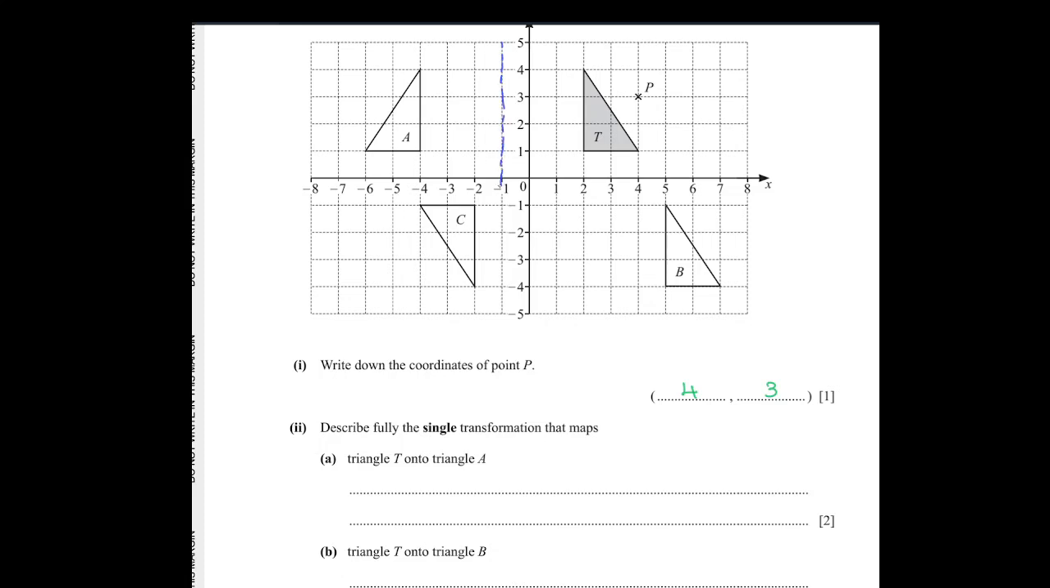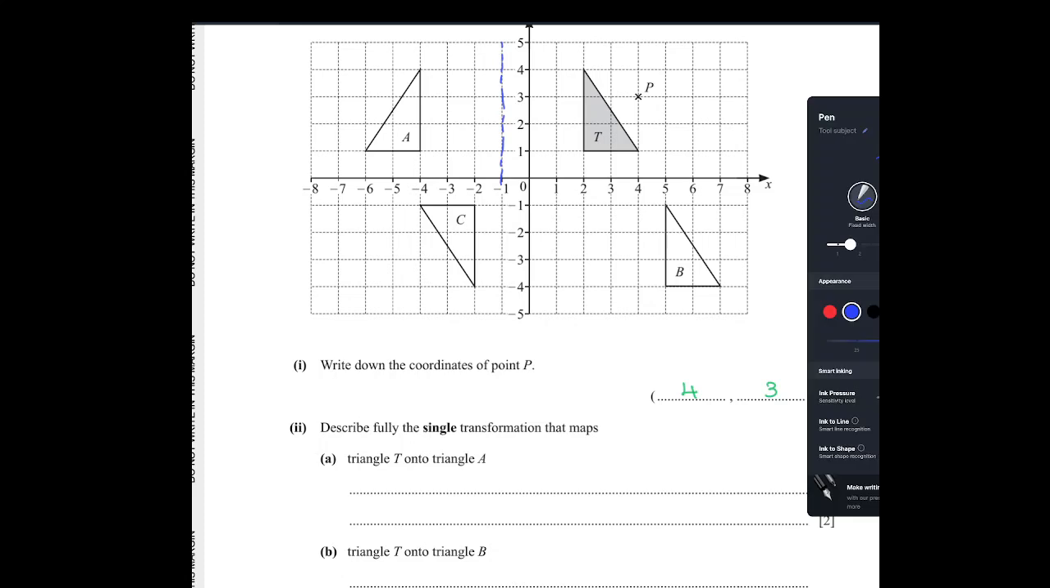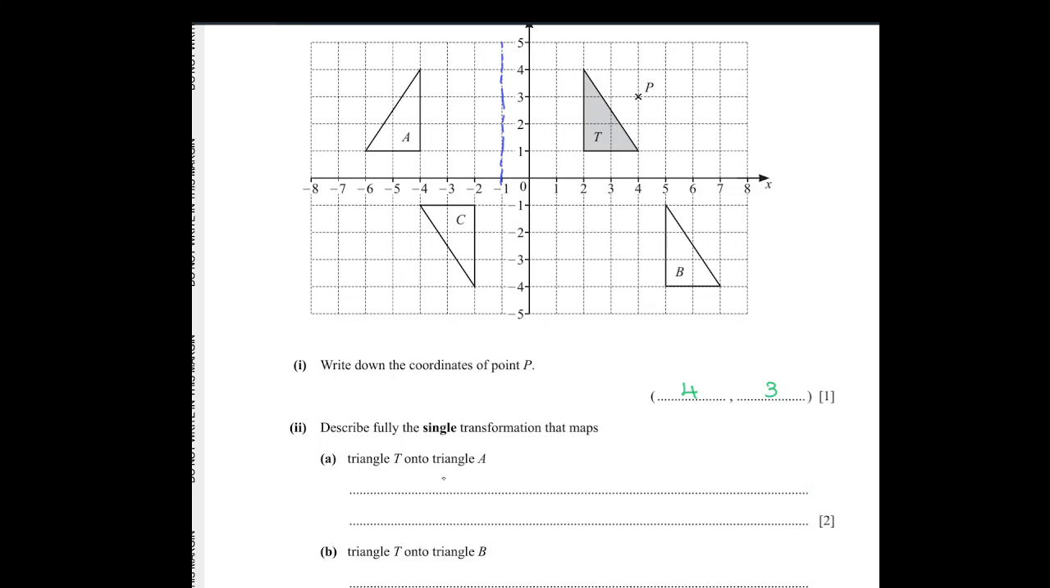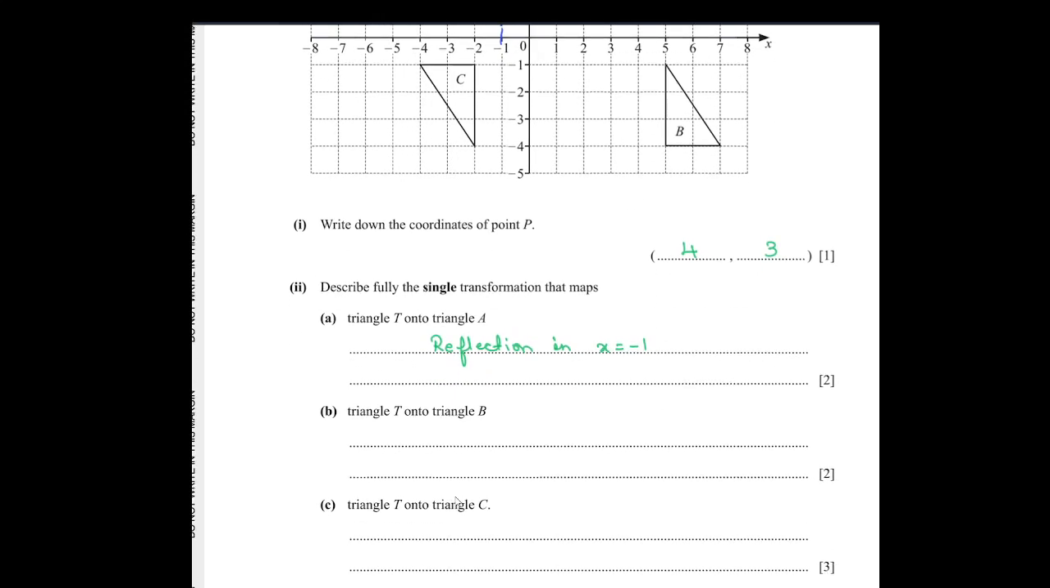So this is x is equal to minus 1. So write down reflection in x is equal to minus 1 line. This is done.